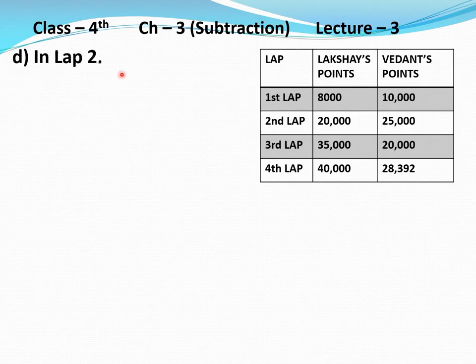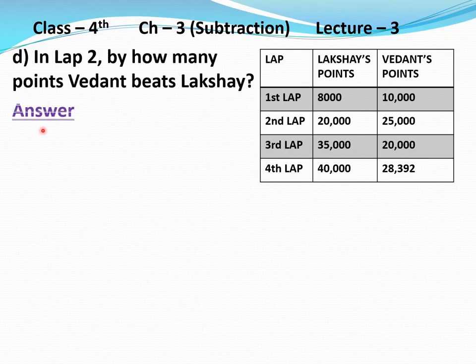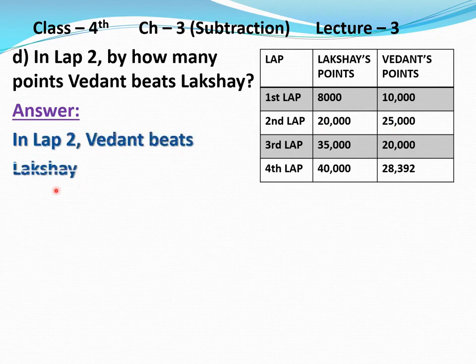Now D part. In lap 2, by how many points Vedant beats Lakshay? Answer. See, in lap 2, Lakshay's points 20,000 and Vedant's points 25,000. 25,000 minus 20,000. Answer will be 5,000. Clear? So write down in lap 2, Vedant beats Lakshay by 5,000 points. Clear?